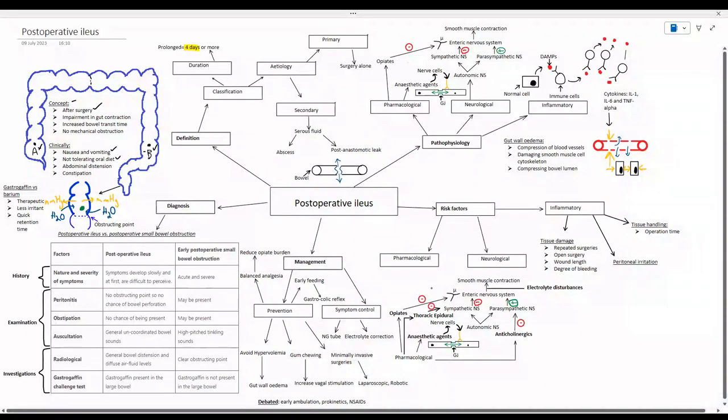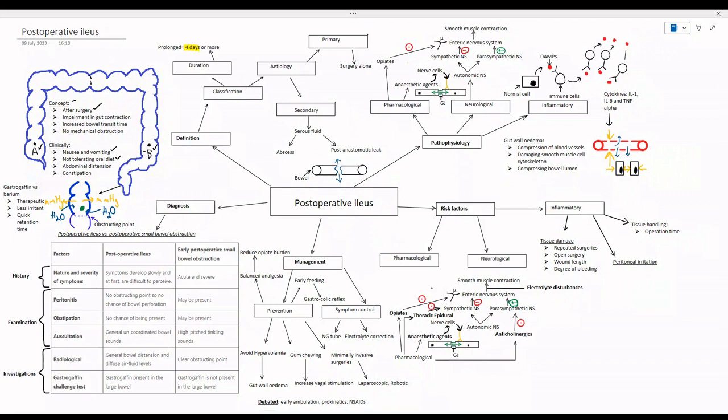In this video today, we're going to talk about post-operative ileus. Post-operative ileus is a really important surgical complication to be aware of. This is because it's very common, it can cause patients a lot of distressing symptoms, and it can result in prolonged hospital stays.